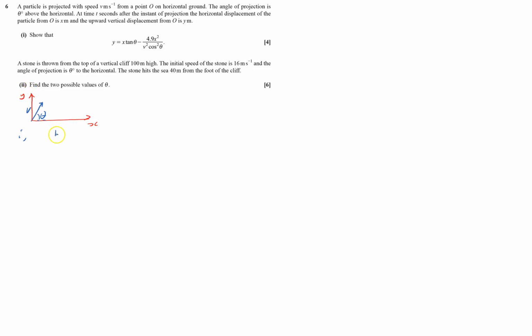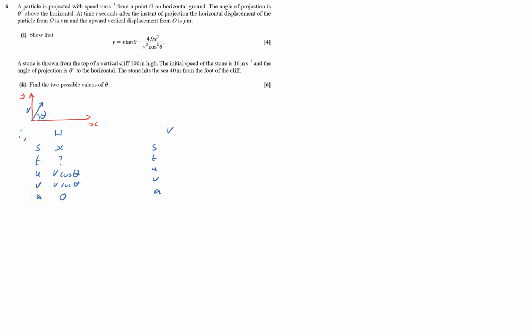So what I'm going to get, I have a horizontal and vertical, which is how I always set it up. Take my time a little bit with it. Horizontally, s will be x. T I don't know, but that's going to have to be the link, so that's what I'm going to have to find. U is going to be v cos theta, and v will also be v cos theta.